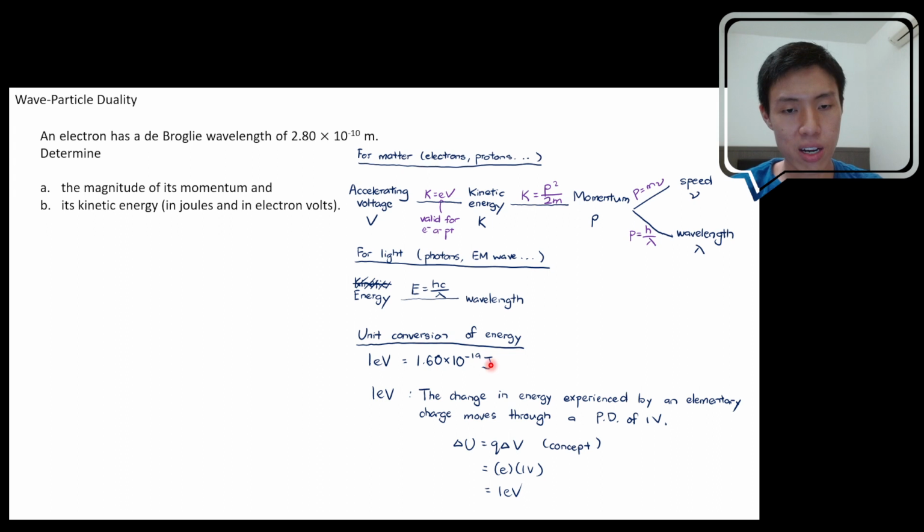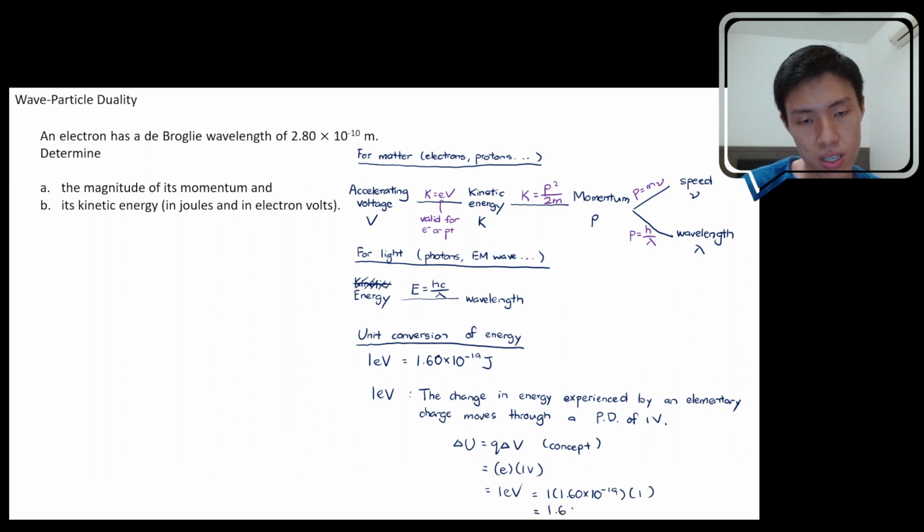So 1 eV is how much? If you choose to substitute, you can say 1 eV is 1.6 times 10 to the power negative 19 coulomb, sorry, this is e, times 1 volt. So you get the answer equal to 1.60 times 10 to the power negative 19 joule.